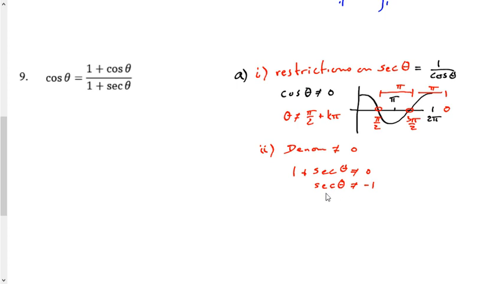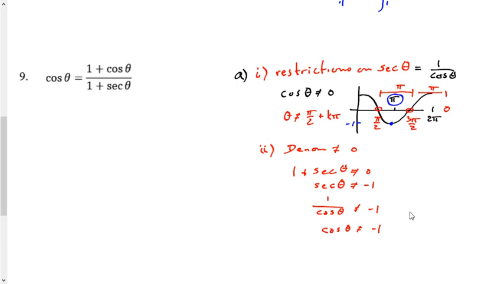And again, I could switch this to cosines. So I'd say this is 1 over cos theta can't equal -1. If I do the reciprocal of each side, I get cos theta can't equal -1, because the reciprocal of -1 is still -1. So that's going to be this point here. So that's where I get a y value of -1. And that happens at pi.